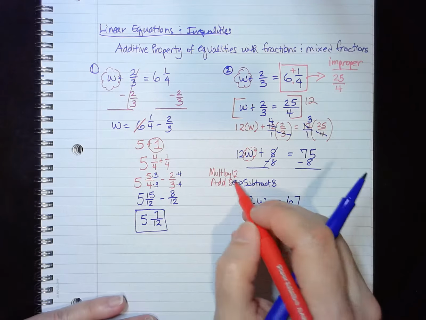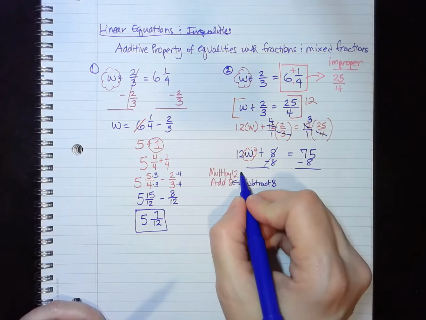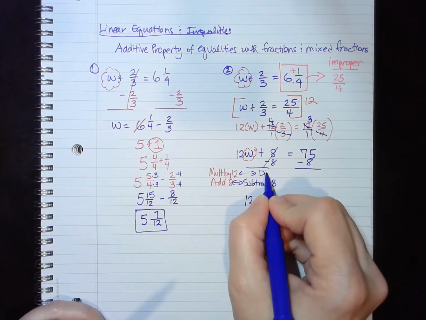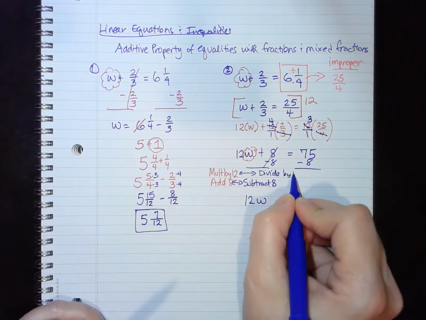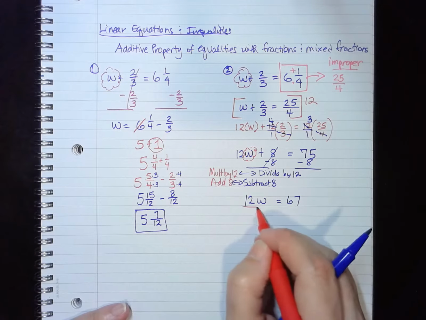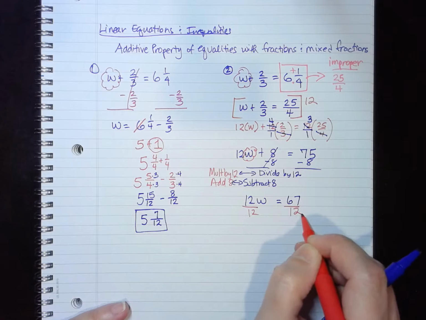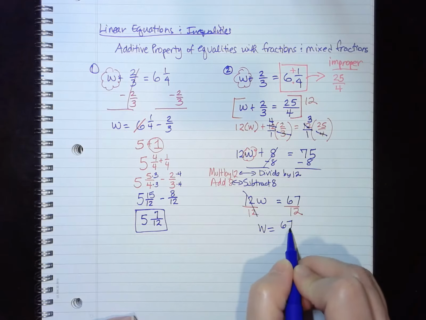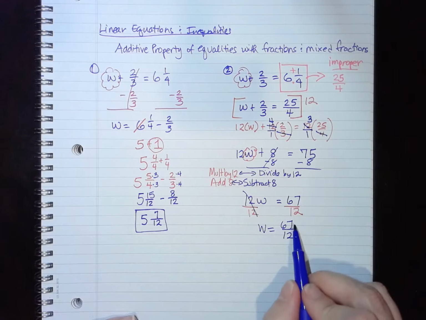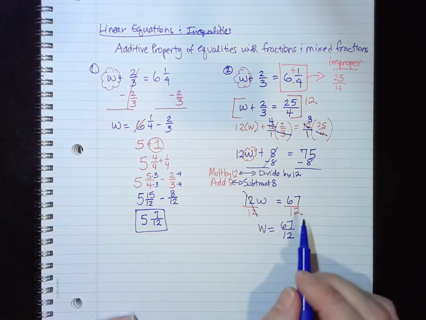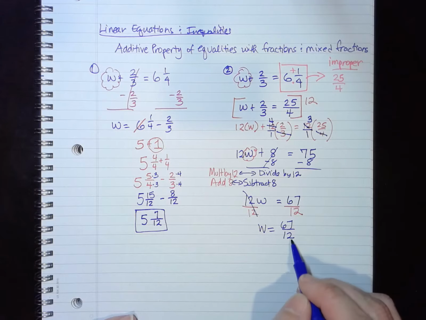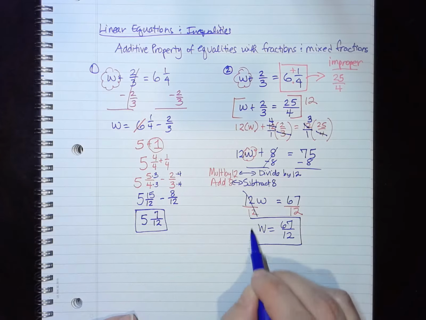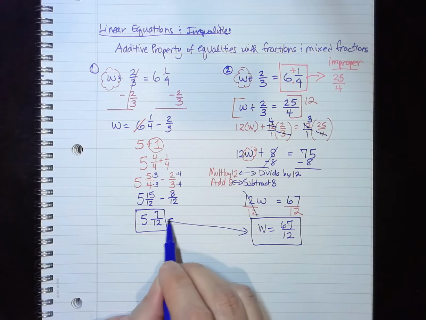And now I have to undo my multiply by 12. To undo a multiply by 12, I use a divide by 12. So I'll divide both sides by 12. The 12s divide out. So I get W is equal to 67 over 12. And I can leave it just like that. I do have to simplify if 67 had something in common with 12, but it doesn't. 67 is prime. So this answer right here and this answer right here are the same.